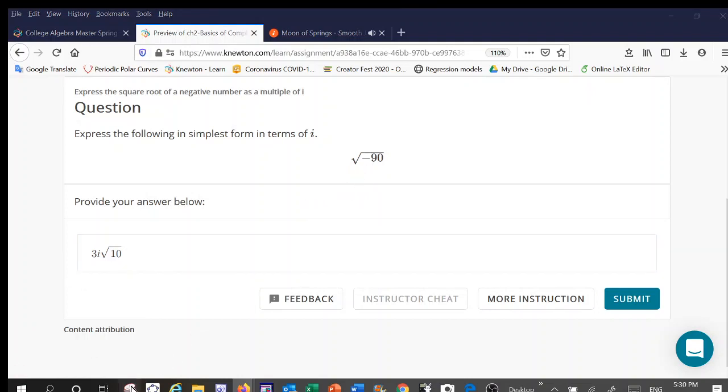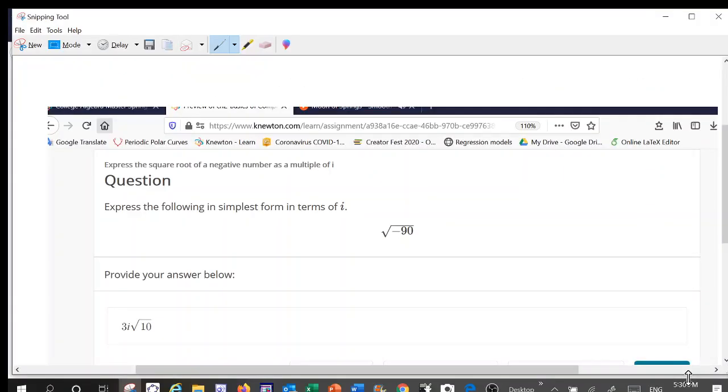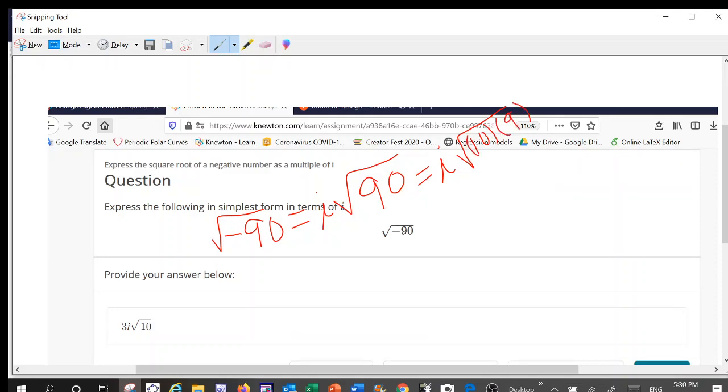Right? So let me also quickly do this. So we have square root of negative 90 is i square root of 90, which is i square root of 10 times 9, and that's 3i square root of 10, right? 9 comes out as 3. All right.